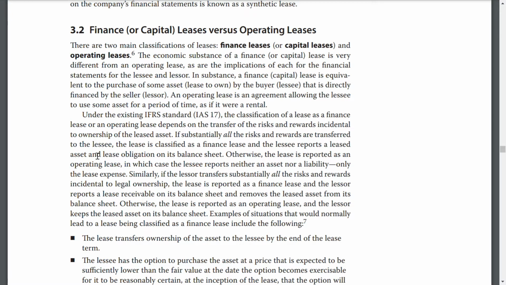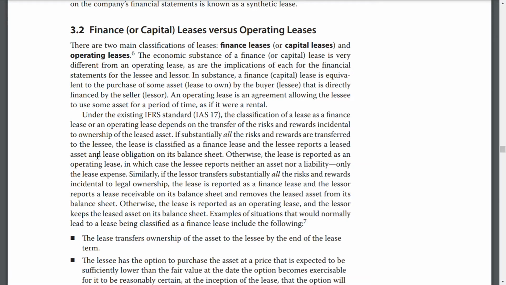Under the existing IFRS standard, the classification of a finance lease or an operating lease depends on a transfer of risk and reward incidental to ownership of the leased asset. If substantially all the risk and reward are transferred to the lessee, the lease is classified as a finance lease. The lessee reports a leased asset and lease obligation on the balance sheet. Otherwise, the lease is reported as an operating lease, in which case the lessee reports neither an asset nor a liability, only the lease expense.